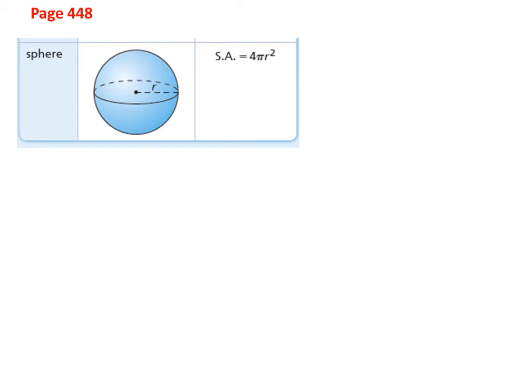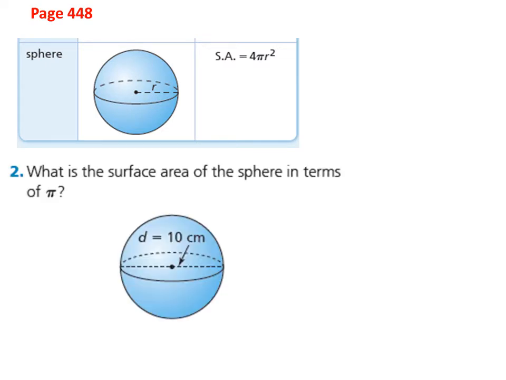Surface area of a sphere. Remember, the surface area of a sphere equals 4 pi r squared, where r is the radius length of this sphere. Now, question 2. What is the surface area of the sphere in terms of pi? To find the surface area, we'll use this formula, 4 pi r squared, but we must think about where the radius length is.